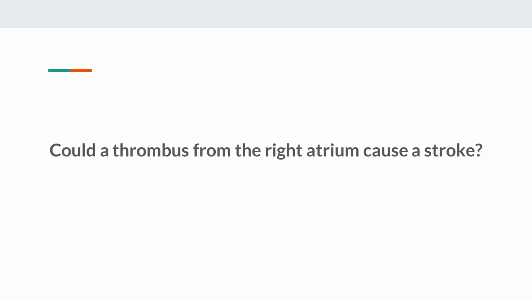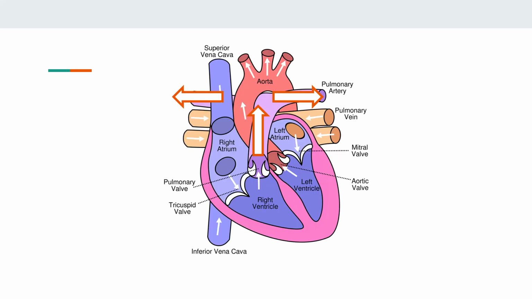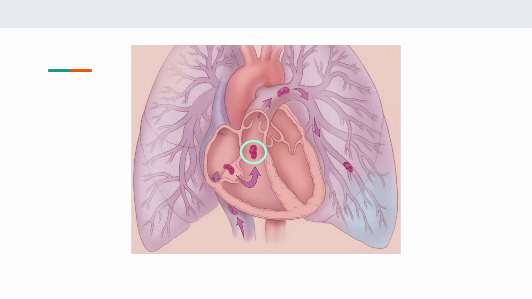So we talked about how clots from the left side of the heart can lead to strokes. What about clots from the right side of the heart? Do these also cause strokes? Probably not. Remember that the right side of the heart pumps to the lungs, so if there was a blood clot in the right atrium that got pumped out, it would get lodged when it got to the lungs, causing a pulmonary embolism and not a stroke.